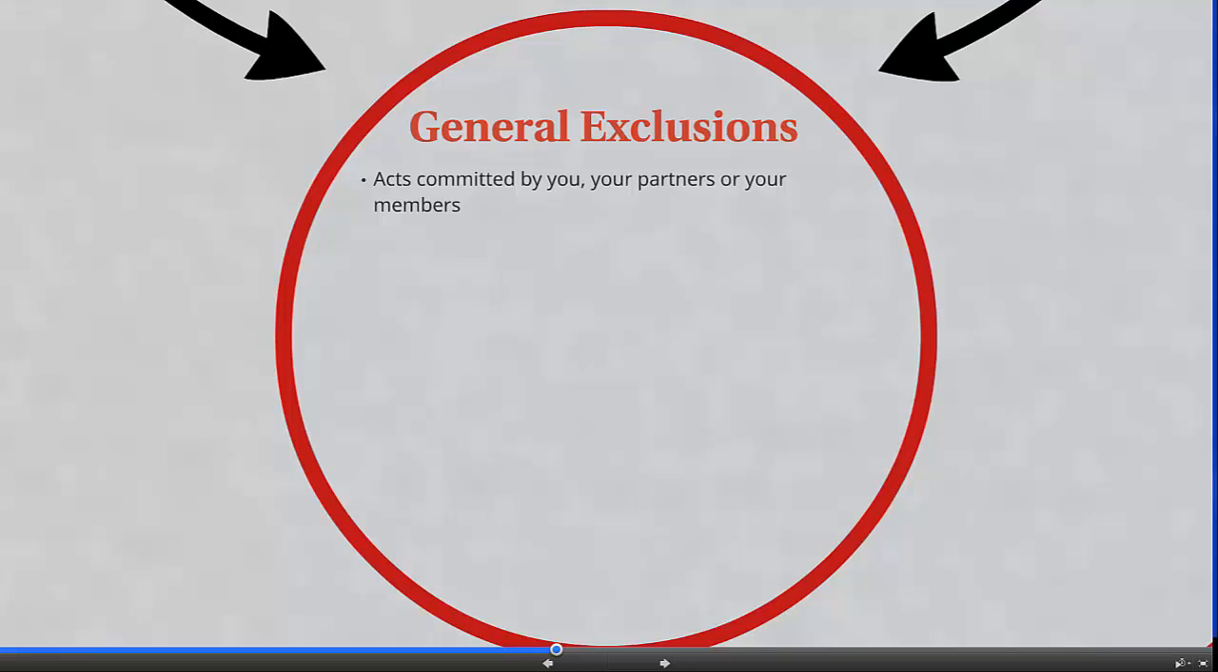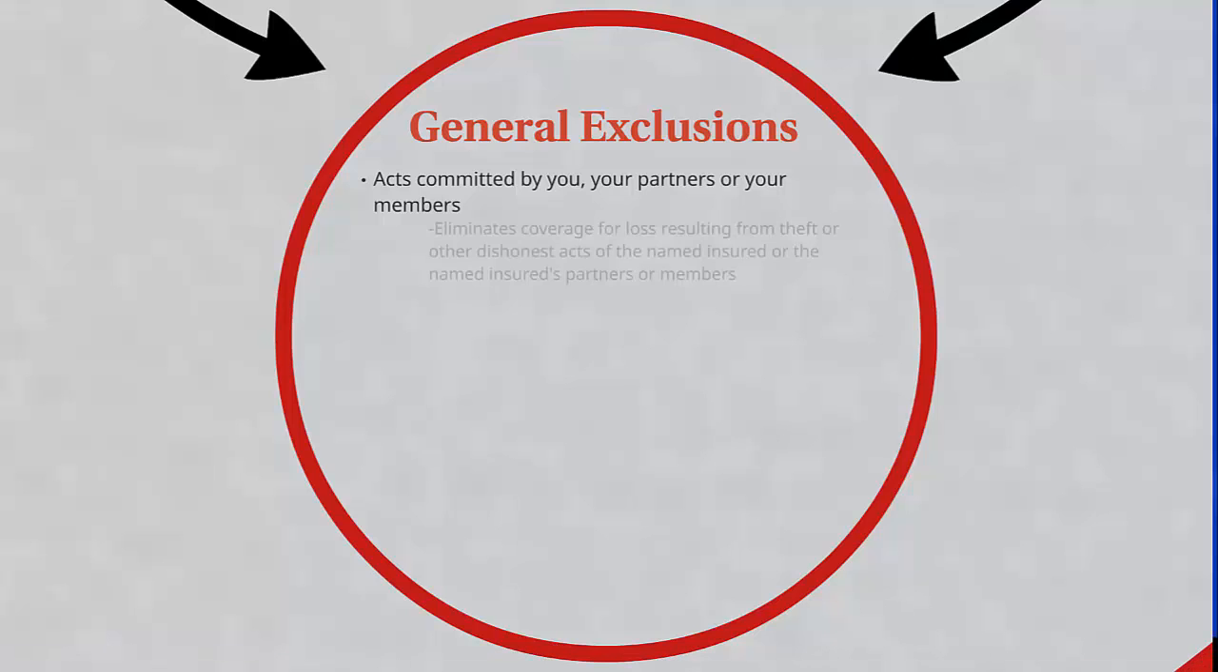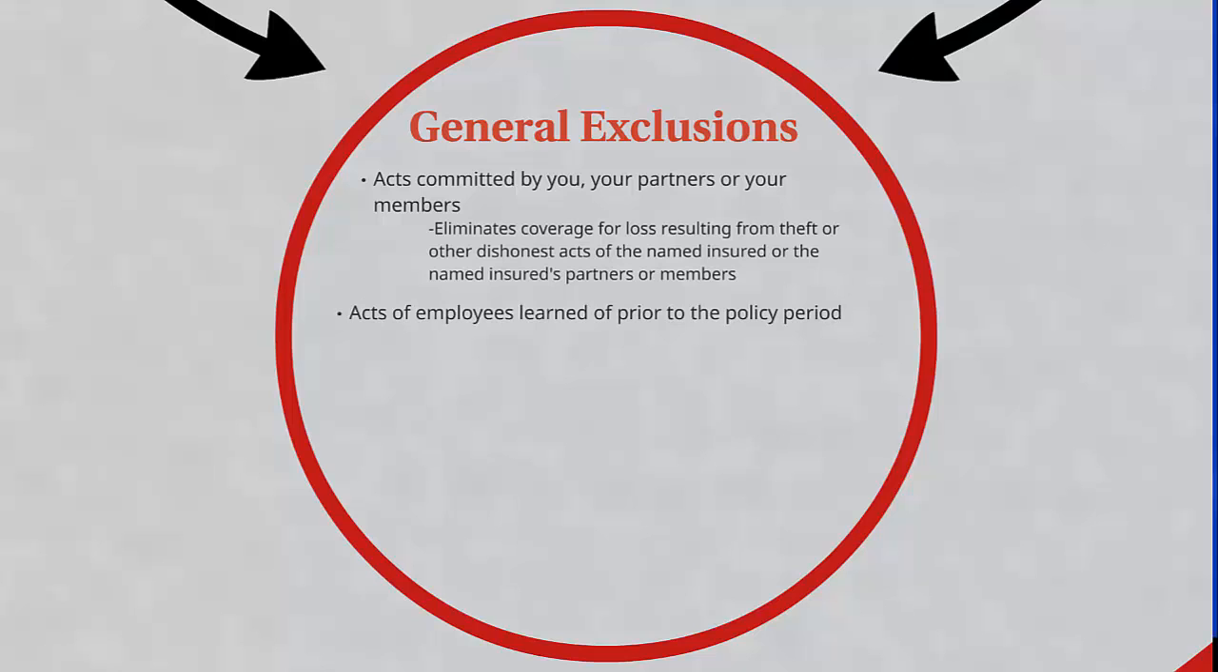First, acts committed by you, your partners, or your members. This eliminates coverage for loss resulting from theft or other dishonest acts of the named insured or the named insured's partners or members. Also, acts of employees learned of prior to the policy period. This prevents insureds from going out and purchasing a policy after they've already learned of a theft. Unauthorized disclosure of confidential information is excluded.